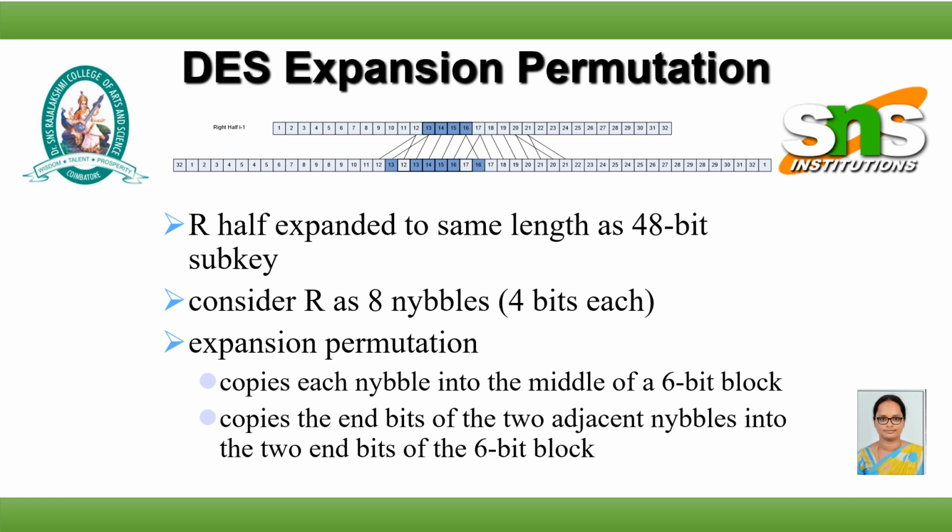This expansion permutation copies each 4 bits into the middle of a 6-bit block. So within the 6-bit block, we are choosing that nibble. The middle of the nibble will be chosen. It copies the end bit of the two adjacent nibbles into the two end bits of the 6-bit blocks.